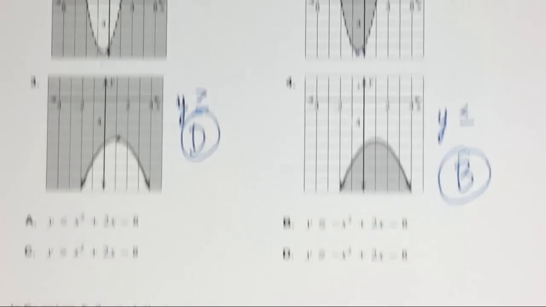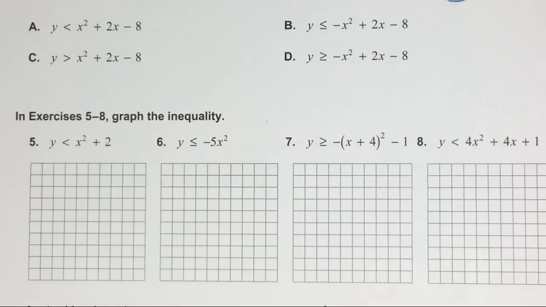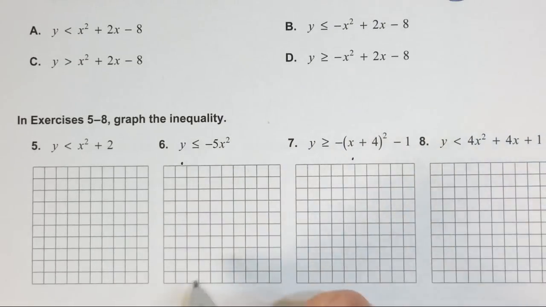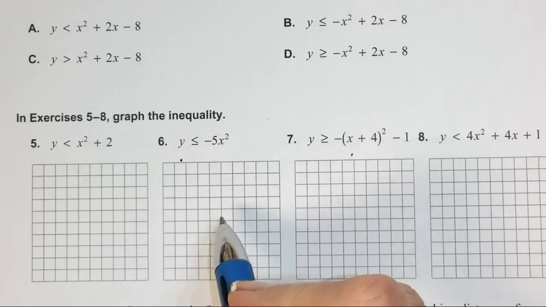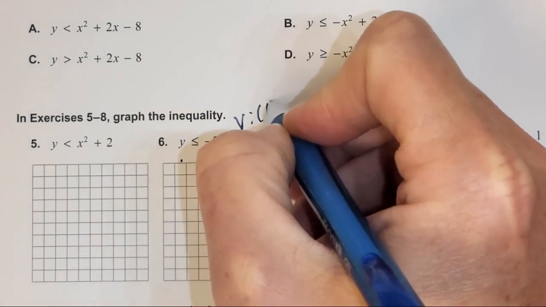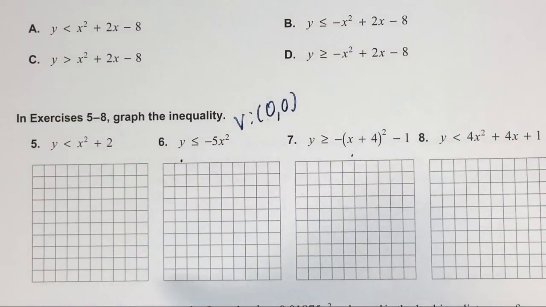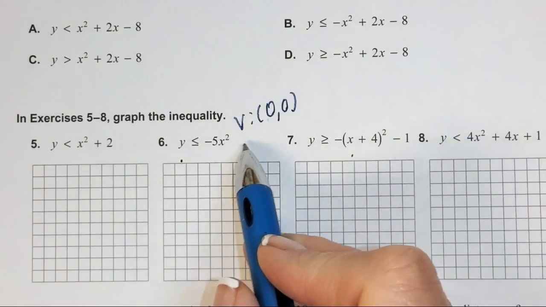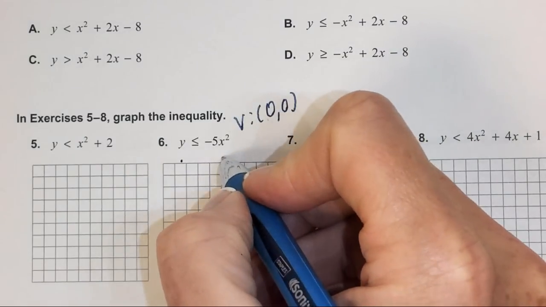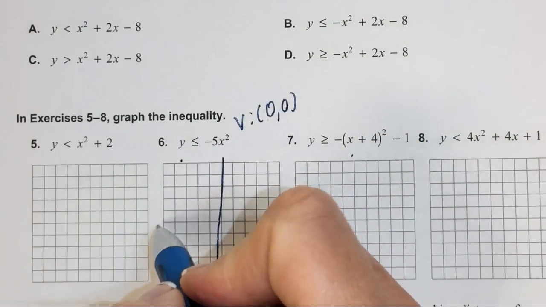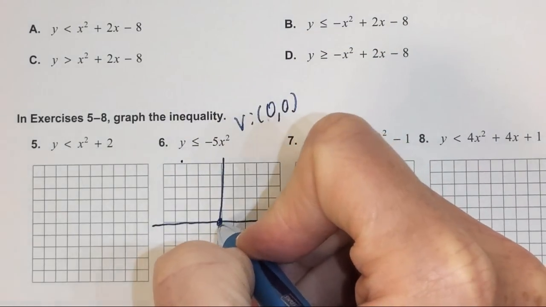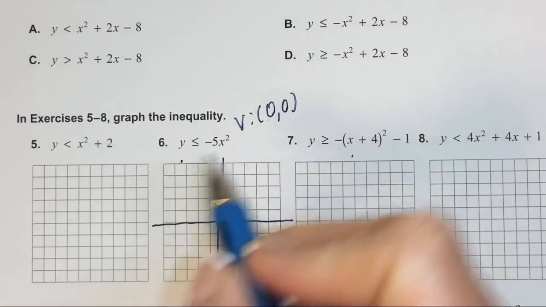So now we're going to do a couple on our own. We're going to look at numbers 6 and 7. To graph number 6, the first thing we have to do is look for our vertex. Our vertex is going to be 0, 0. The way that I know that is because there's no b value. There's also no shifting left or right. So I'm going to make an xy axis. Here's the vertex, 0, 0.